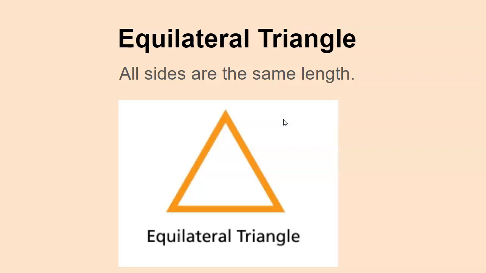So the first one is an equilateral triangle. All sides are the same length, and there's a picture to help you see what it looks like. So an equilateral triangle has all sides the same length. So I want you to pause the video now and write down those notes. You should also draw a little picture to help you remember what it looks like.